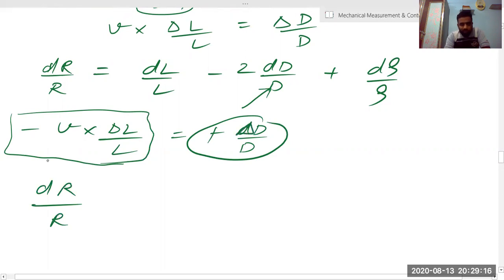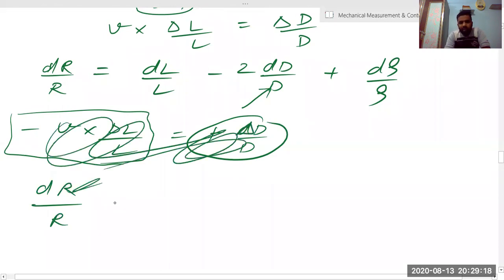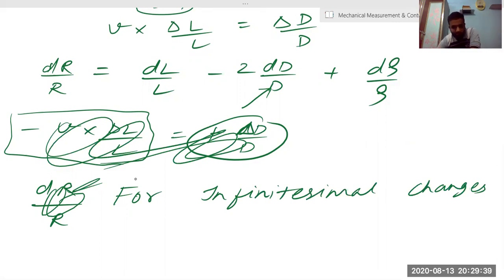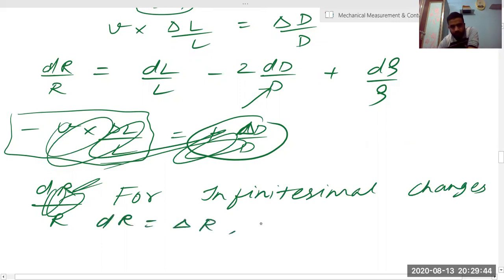Before using this term, for an infinitesimal change, as I've told you earlier, for a very small change or very small displacement, there will be a small change in length and a small change in diameter. The resistivity will not vary that much, so the resistance will not vary that much. So dr can be equated to delta r, dl can be equated to delta l, dd can be equated to delta d, and similarly d rho can be equated to delta rho.